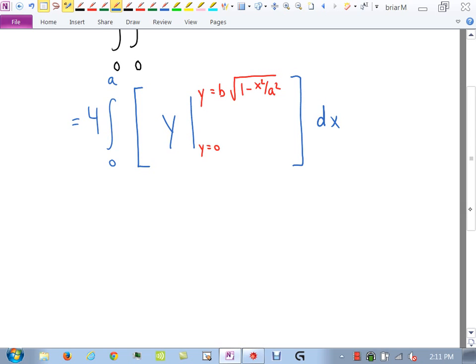Now if you plug that in, plug in y equals that into y, you get that b times square root, and then you plug in 0, you get 0. So you wind up having 4 times the integral from 0 to a of b square root 1 minus x squared over a squared dx. And since a and b are constants, you could, at this point, pull the b out of the integral, and then you could use a formula, or you could use trig substitution on the integral with the square root, and then you could finish it out. So this is reduced down to basically a Cal 1 problem.